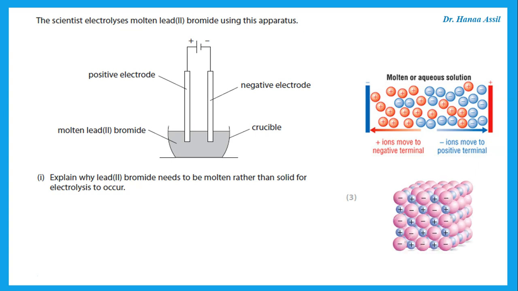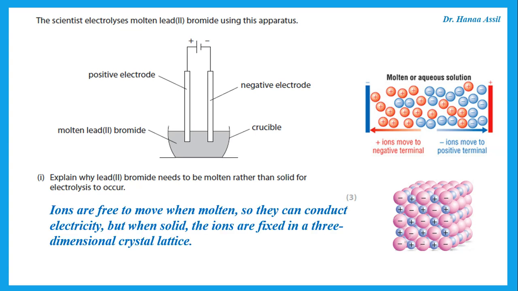Now, remember that when solid, the ions are fixed in a 3-dimensional crystal lattice. So why does it have to be molten? The ions are free to move when molten, so they can conduct electricity. But when solid, ions of any ionic compound are fixed in a three-dimensional crystal lattice, so they cannot move.